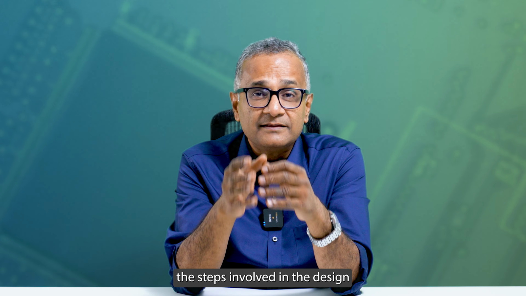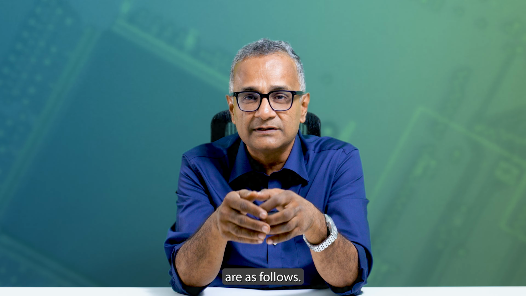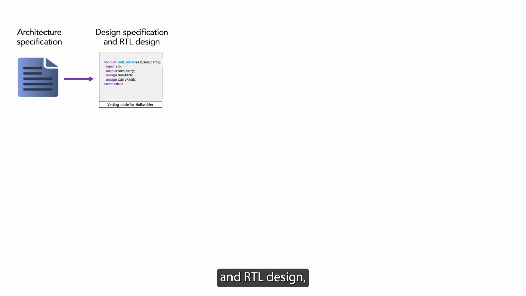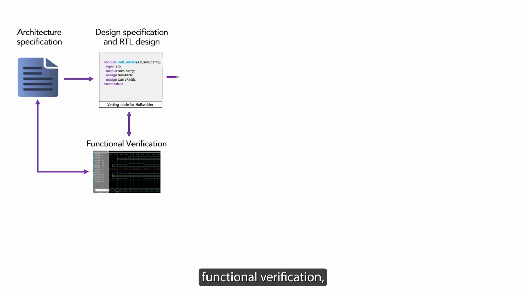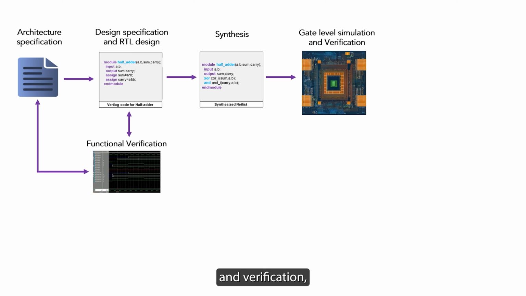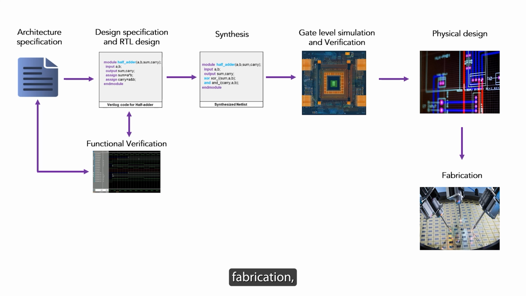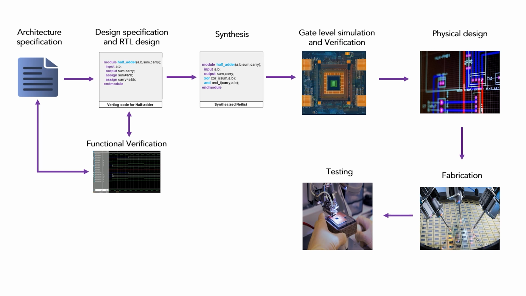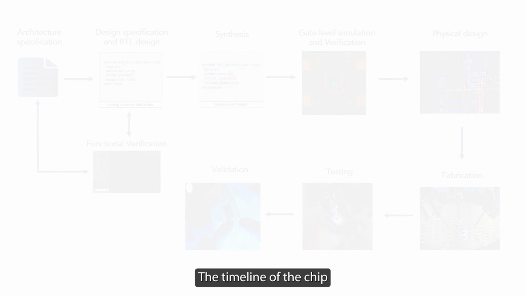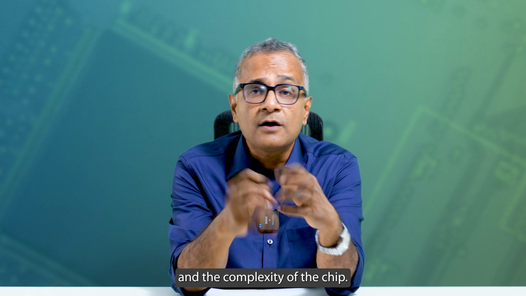To summarize, the steps involved in the design and manufacture of a chip are as follows: architecture specification, design specification and RTL design, functional verification, synthesis, gate-level simulation and verification, physical design, fabrication, testing, and finally, validation.